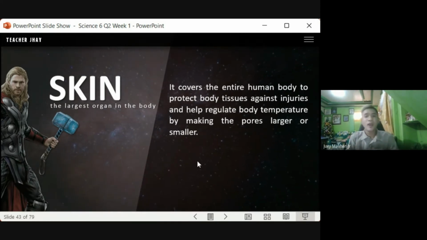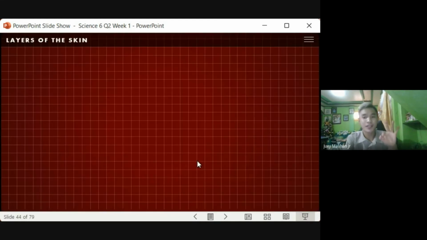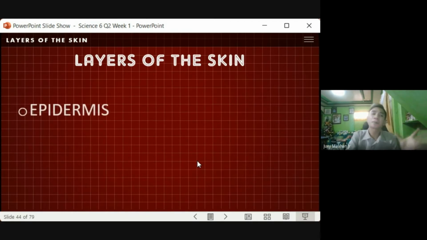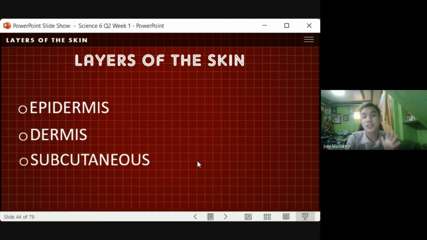Just like what I've said a while ago, class, our skin protects the body from dehydration. Bakit ulit? Because our skin is waterproof, and its outer layer contains the protein called keratin and the glycolipids. Now class, the skin also consists of three layers. What are these three layers of the skin? The three layers of the skin are the epidermis, dermis, and the subcutaneous. By the way, the subcutaneous layer of the skin is also called the hypodermis.